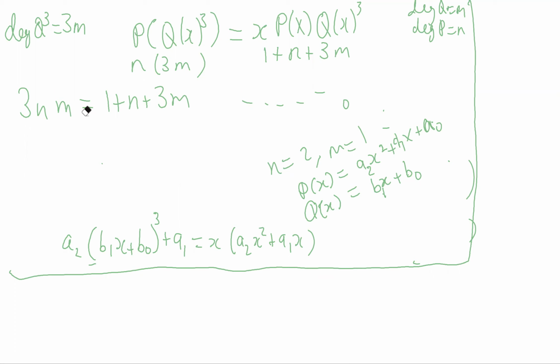Okay, so what's going on here? Yeah, so we can do a bunch of stuff, I guess. We can equate the coefficients of x cubed. So we got b1 cubed equals 1, yeah? So that's good.